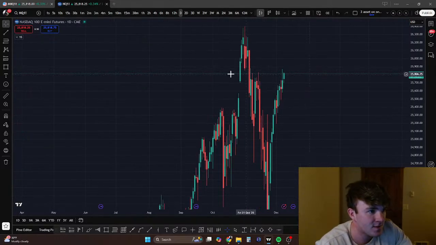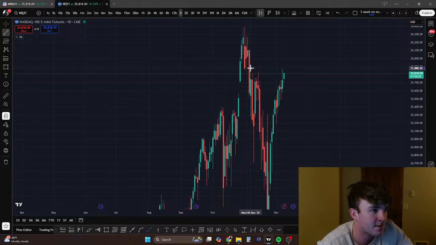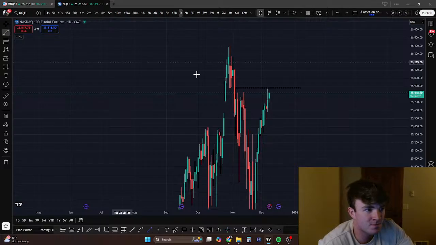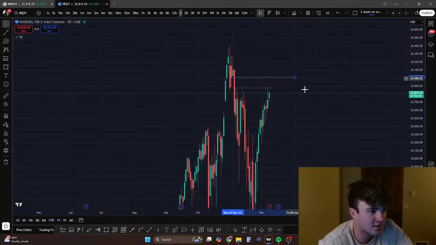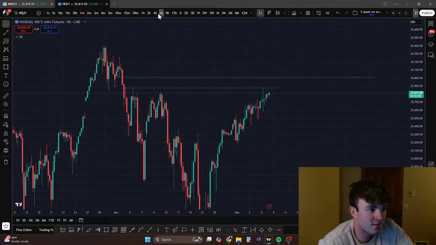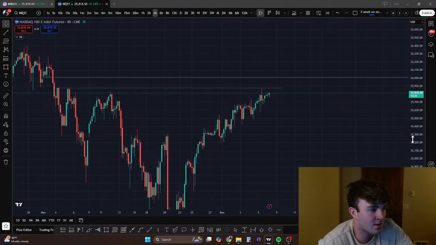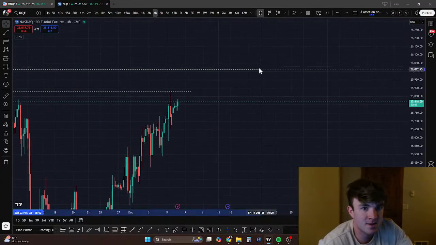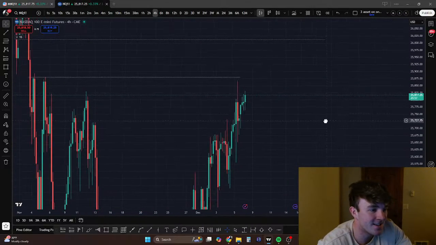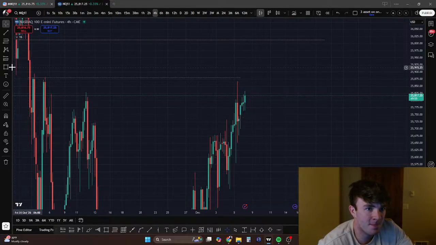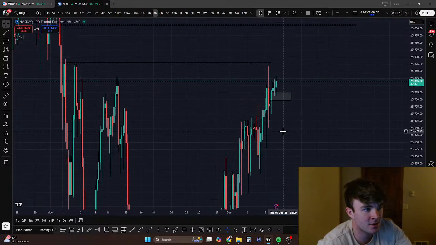So this daily SIBI right here reasonably could be a draw on liquidity, right? We could draw into this. So let's drop down to maybe the 4 hour. We have a 4 hour gap here. So we could be looking at some kind of play where it's IRL to ERL.